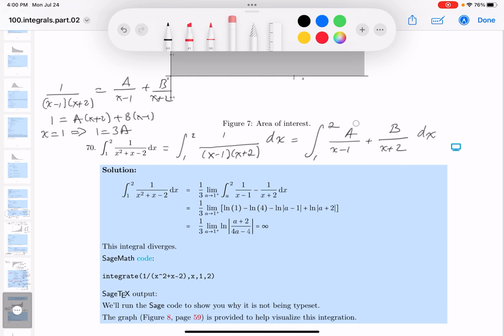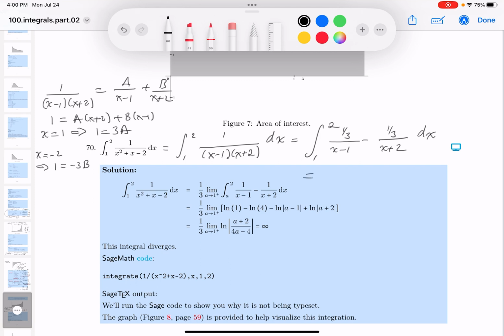Let me put the 1/3 down. All right, let's get the B, and the way I'm going to do the B is I'm going to pick x to be minus 2. What does that give you? Well, 1 on the left side. On the right side, you get minus 3B. So B is minus 1/3. Let me put down minus 1/3 now.